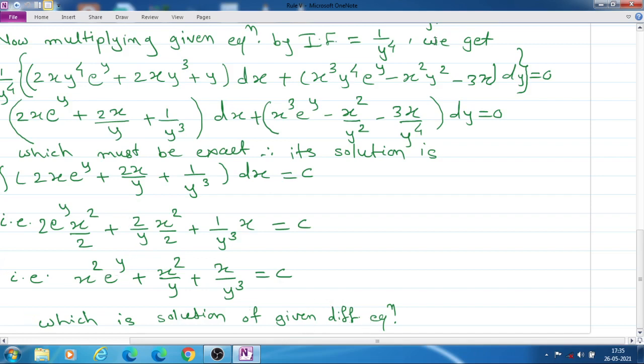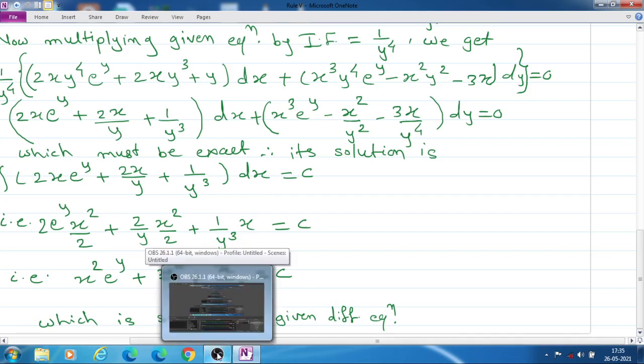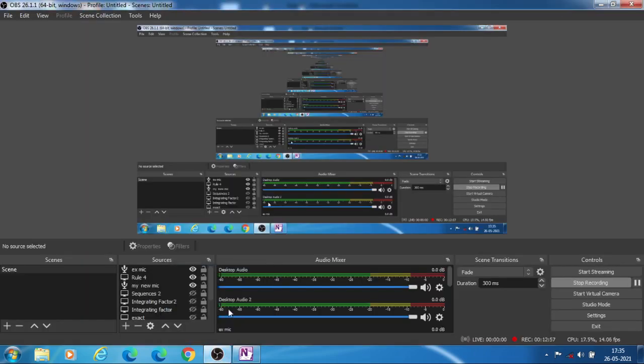So this is the method of solving a differential equation by finding the integrating factor using rule 5. So you solve the examples for practice, and if any query you can ask me. Thank you.